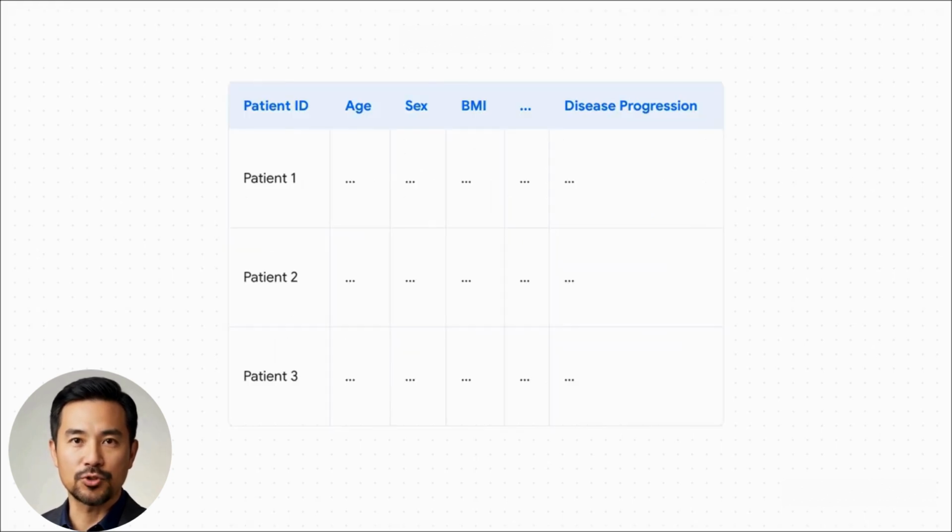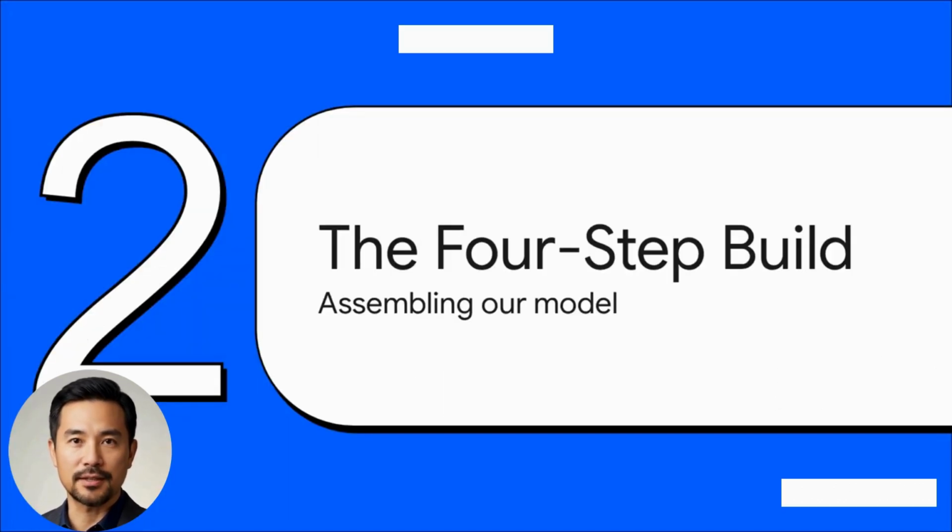Okay, so for each of those 442 patients, we actually have 10 different measurements. You know, things like age, sex, and blood pressure. But to keep our first project nice and focused, we're going to zero in on just two columns. The patient's BMI, which is going to be our input, and that disease progression number, which is the outcome we're trying to predict. So let's move on to the main event, actually assembling our model.